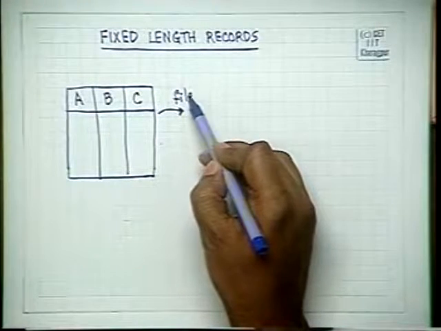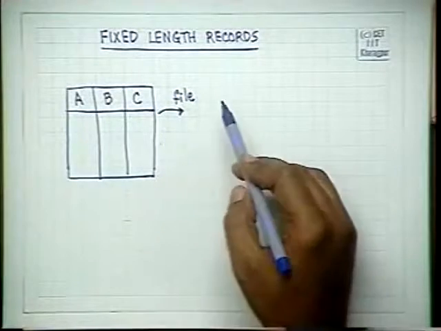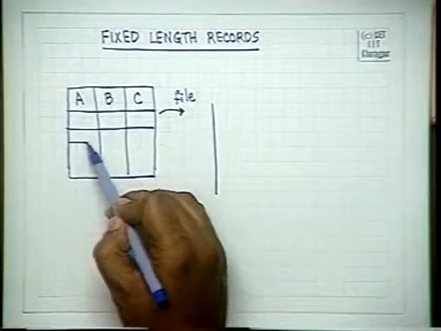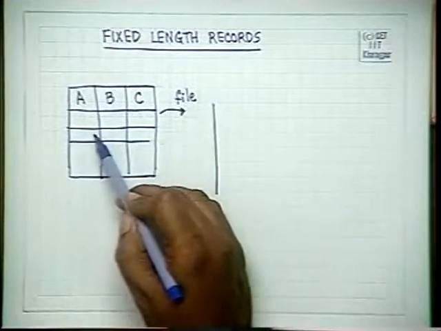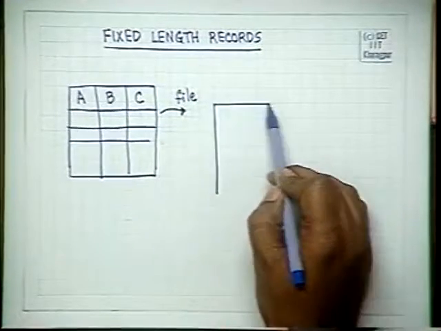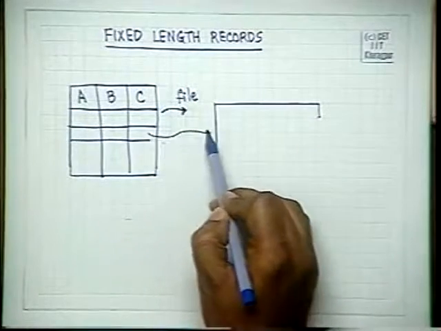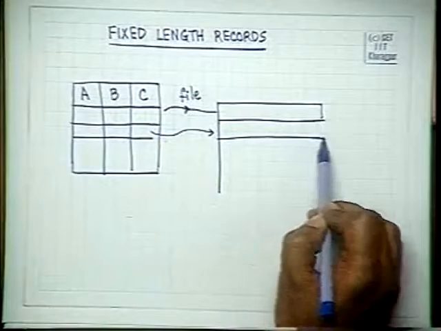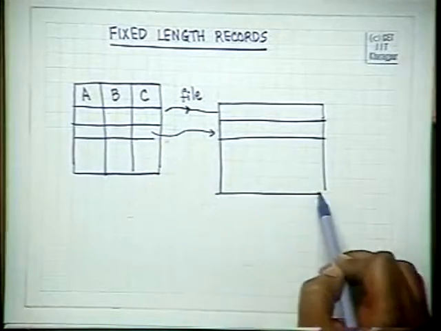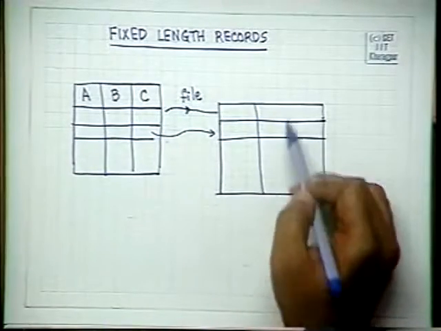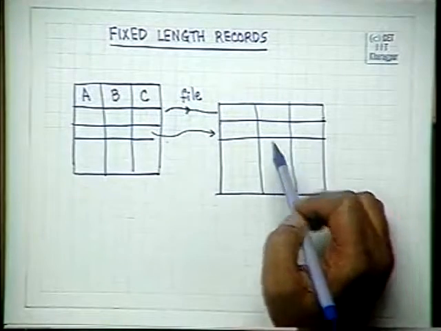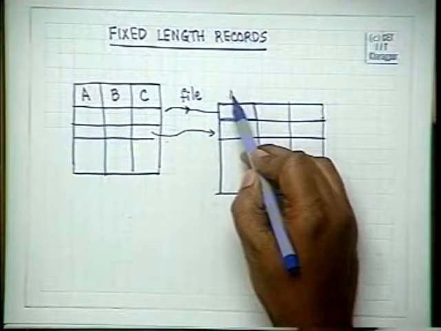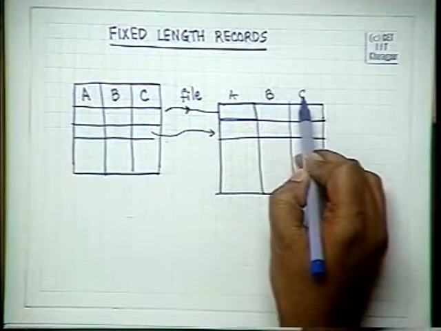Corresponding to each table, we may form a file, and each tuple in this table will be a record in this file. So each tuple in this table will be a record in this file, and the record will be organized based on these attributes. It is quite logical that the first portion of the record will be A, the second may be B, and the third may be C.